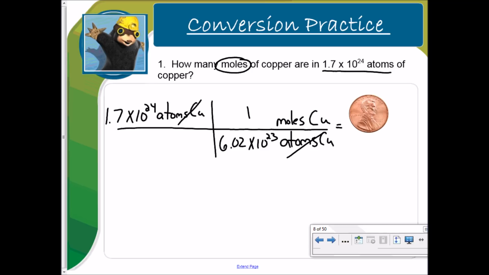And so when you punch this into your calculator, and I recommend that you actually pause and punch this into the calculator and make sure that you are getting 2.8 moles of copper. Okay, and notice this has 2 significant digits. That has 3. I have 2 in my final answer.